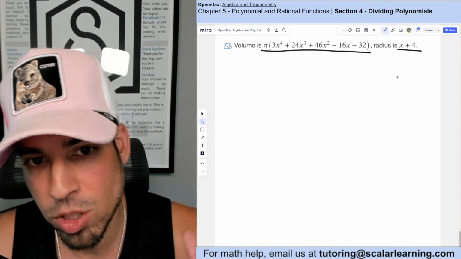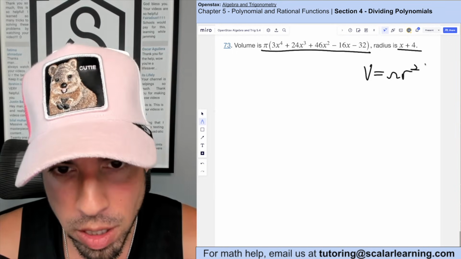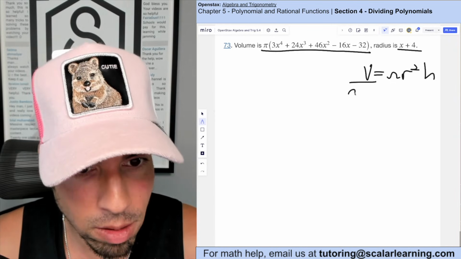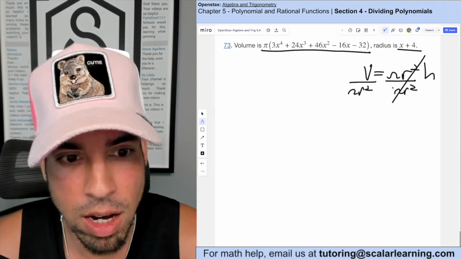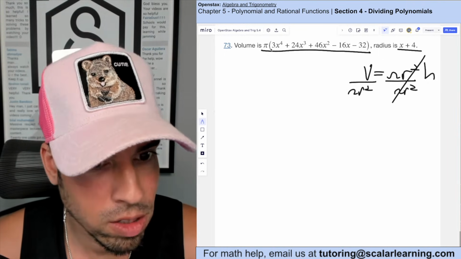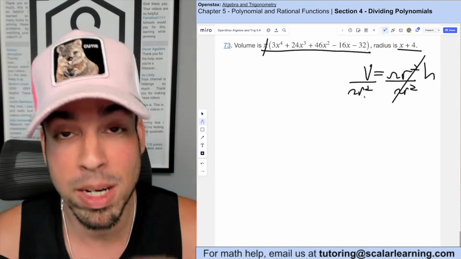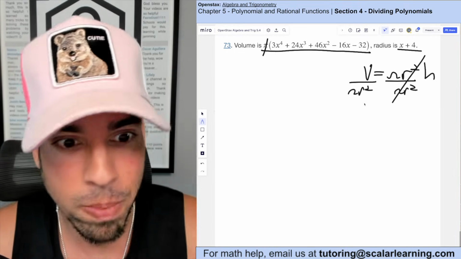For this one, we've got the volume of a cylinder as this expression, and we know that the radius is x plus 4. So what is volume of a cylinder? It's equal to pi r squared times h. So if we're trying to solve for height, we need to divide both sides by pi r squared. Pi r squared, okay, cancels it out. So what does that mean? I'm dividing this volume by pi, which first I would just get rid of the pi, and then I'm dividing it by the radius squared, meaning I'm dividing it by the radius and then the radius again, okay?